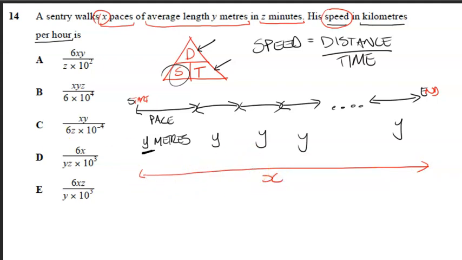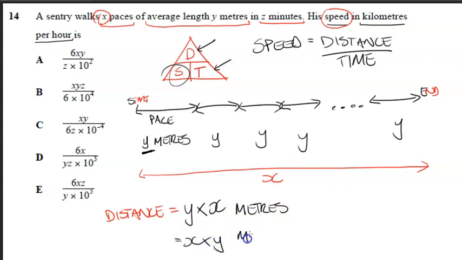So the actual distance itself is the amount of each little pace, which is y meters, multiplied by how many times this has been done, x. So my distance is y times x meters, or x times y meters. Commutative, so it makes no difference because we're dealing with multiplication. So it's x times y meters.